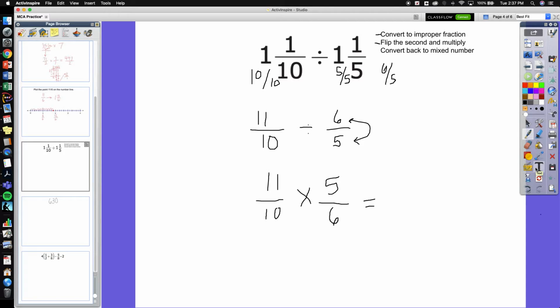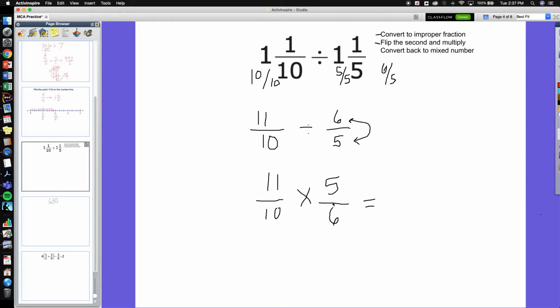We can take these and put them together and simplify before we multiply. Because really, this is just one big fraction. We have 11 times 5 up here, 10 times 6 down here. And I see this 5 here and this 10 over here, and I can reduce those before we multiply.